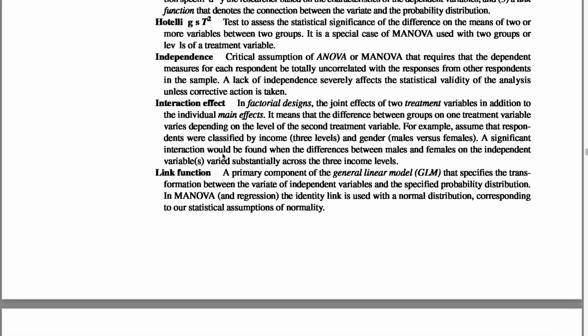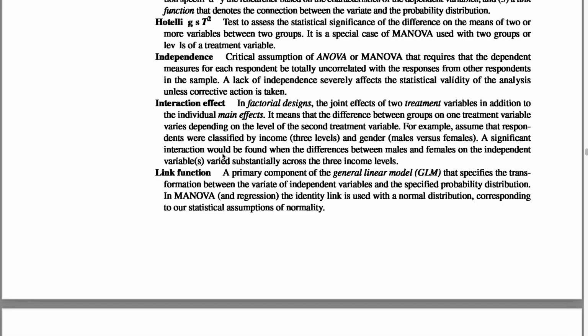Interaction effect. In factorial design, the joint effect of two treatment variables in addition to the individual main effects. It means that the difference between the groups on one treatment variable depends on the level of the second treatment variable. For example, assume that respondents were classified by income, three levels, and gender, male versus female. A significant interaction would be found when the differences between male and female on the dependent variable varied substantially across the three income levels.